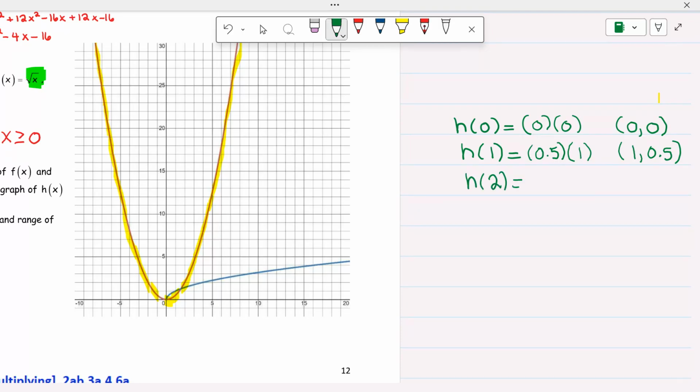So at 2, my highlighted graph is, so my quadratic graph at 2 is 2. Do you guys agree? Do you guys all see that? Yeah. And then my radical graph is what? About 1.5. Right, so then 1.5. So then that's going to be 2 comma 3. Makes sense, guys, what I'm doing?